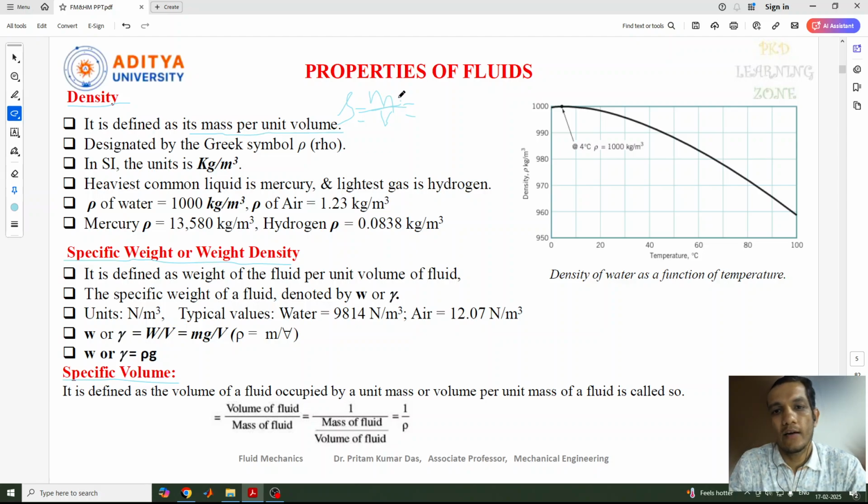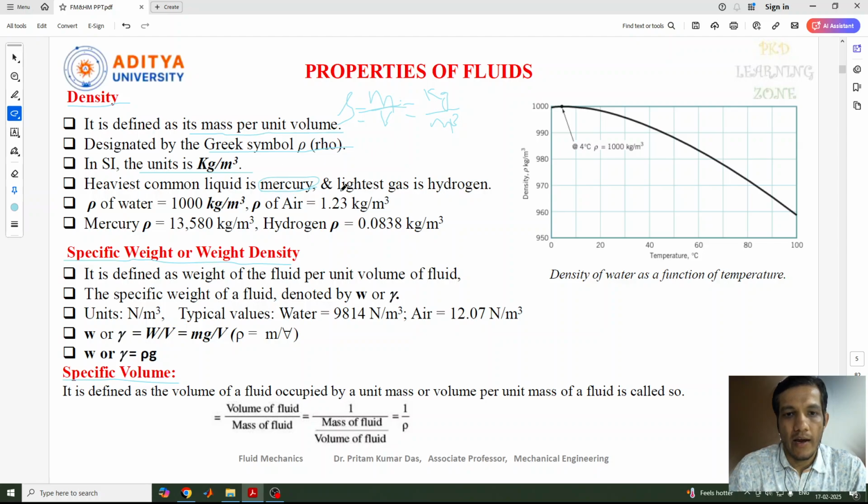We know that some quantity of an object or fluid, its mass, is denoted in kg, and volume is in meter cube. So the unit of density is kg per meter cube. It is designated by the Greek symbol rho, as I told you, and the unit is kg per meter cube.